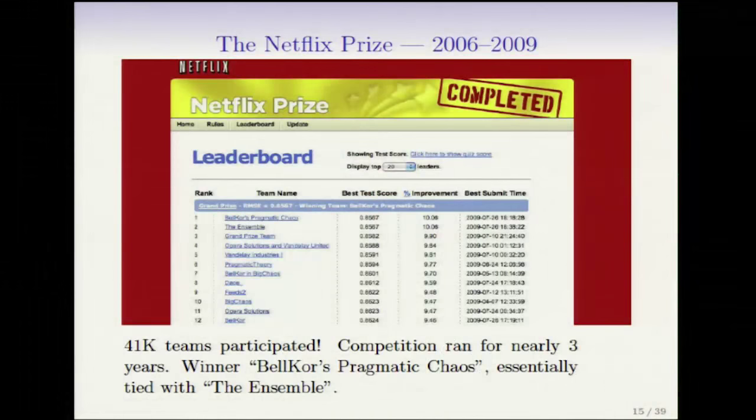A few years ago, started in 2006, ended in 2009, Netflix actually started a competition. And they offered a $1 million prize for a team that could beat their recommender system. They set up this competition, and basically they gave you access to a fairly big database, 400,000 users and 18,000 movies. And each of these users had rated, on average, 200 movies.